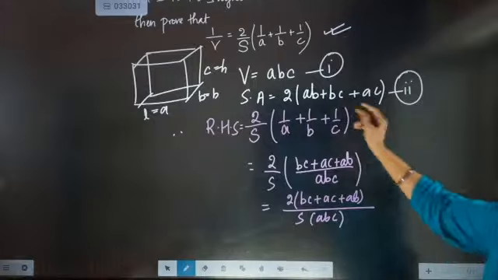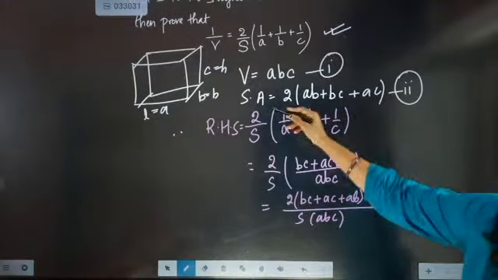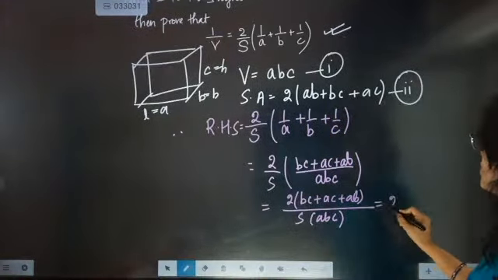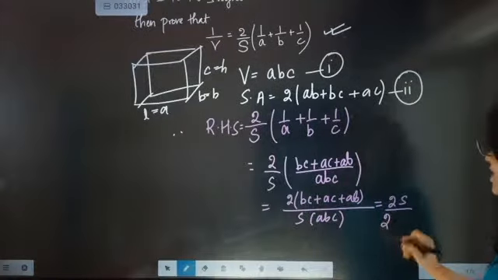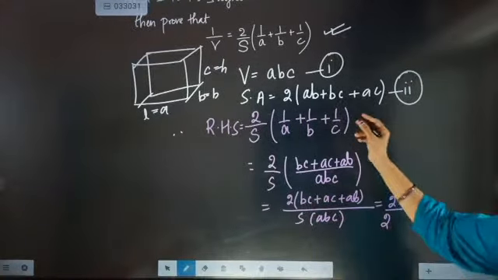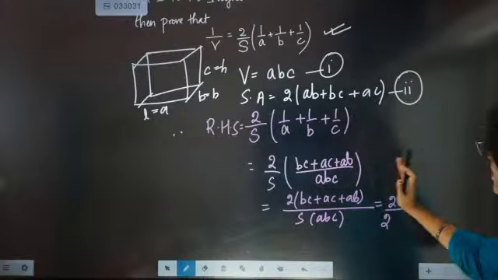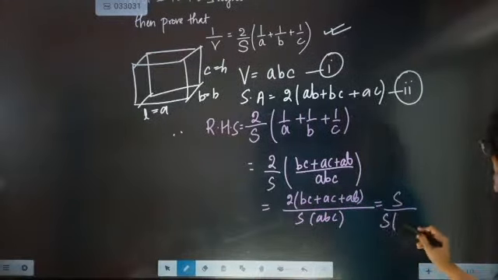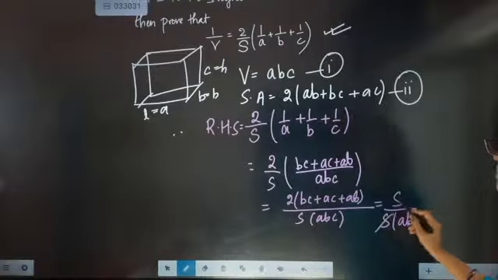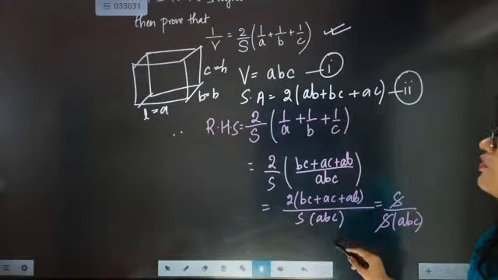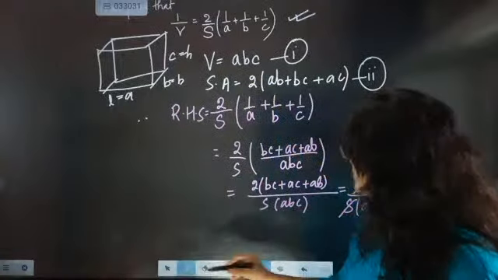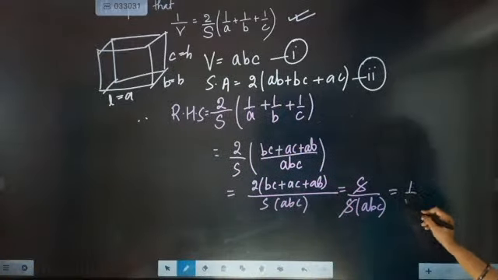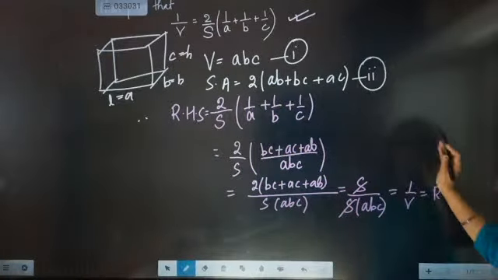Now you know that 2(AB plus BC plus AC) is nothing but the surface area S. So we are going to write 2S by S. Here 2S is there, so total S will come because this much is S. So S by S times ABC, the S will get cancelled. And you know ABC is nothing but V. So it will come 1 by V. That will be equal to LHS.